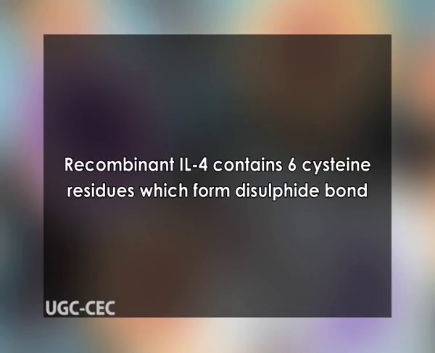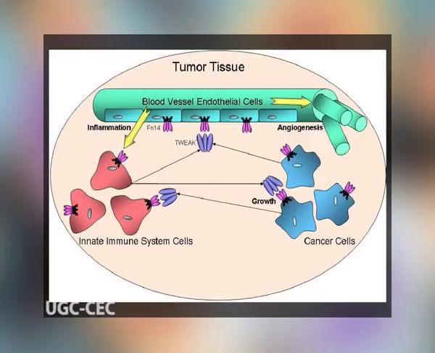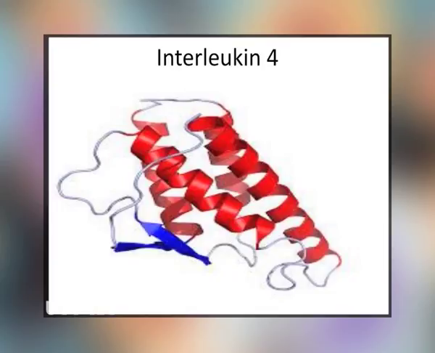Recombinant interleukin 4 contains 6 cysteine residues which form disulfide bonds. Interleukin 4 has growth inhibitory effects on many solid tumor cell types in humans. Interleukin 4 has a compact globular folded structure similar to other cytokines, stabilized by 3 disulfide bonds. One half of the structure is dominated by a 4-alpha helix bundle with a left-handed twist. The helices are antiparallel with 2 overhand connections, which fall into a 2-stranded antiparallel beta sheet.